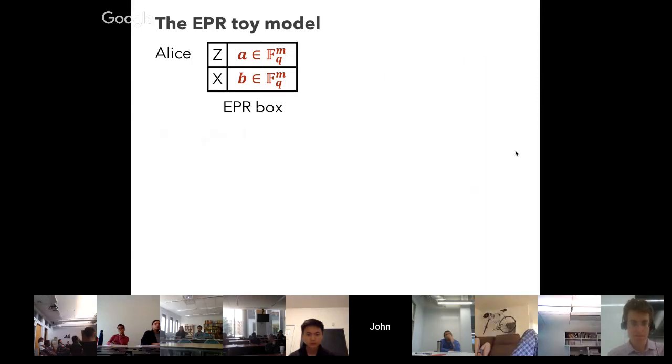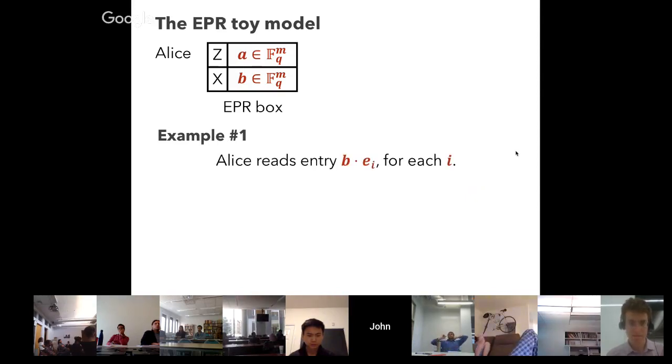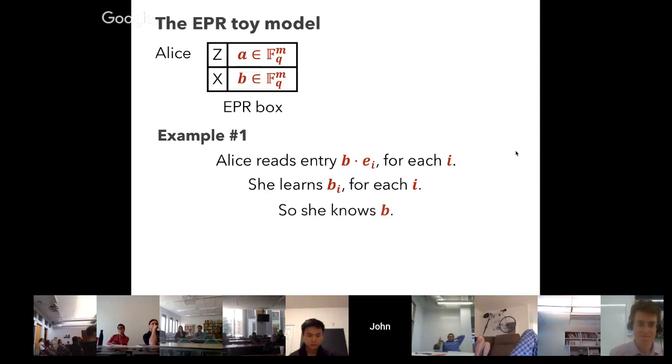Okay. So let me run a couple of examples just to get a little used to this notation. Let's suppose that Alice went to her X box and read every entry, the B·e_i entry for each i. Of course, here e_i is a standard basis vector, which has a 1 in the ith coordinate. Well, B·e_i is just equal to the ith coordinate of B. And since she learns this for each i, she just knows B. She knows the entire string B.